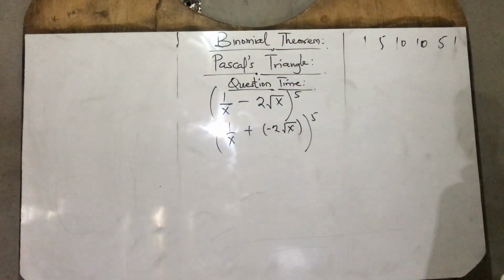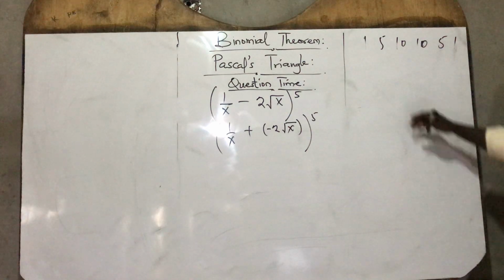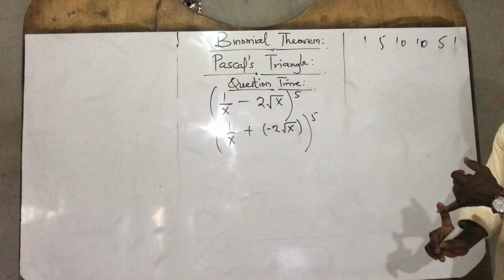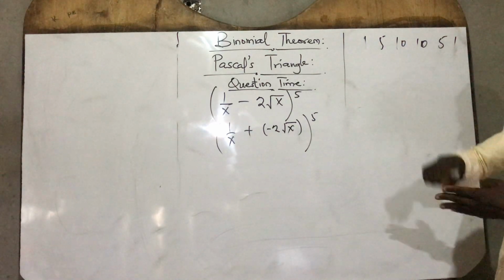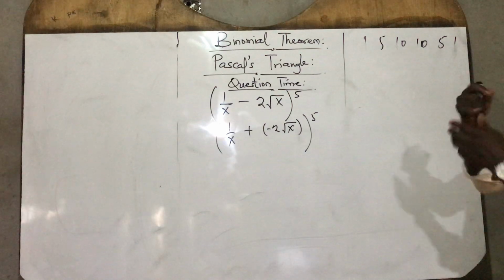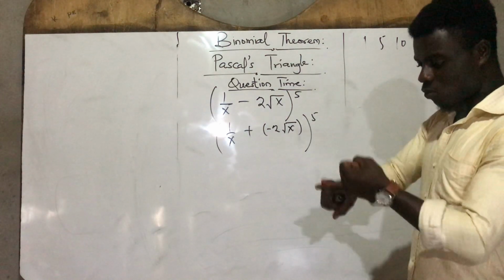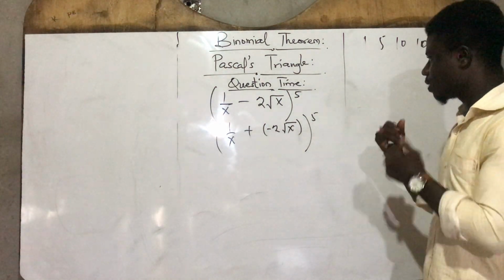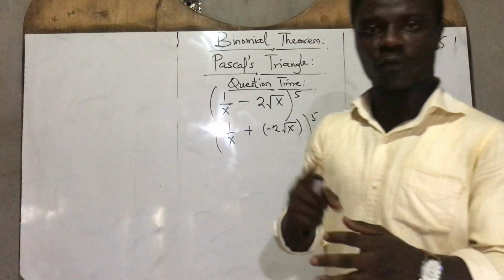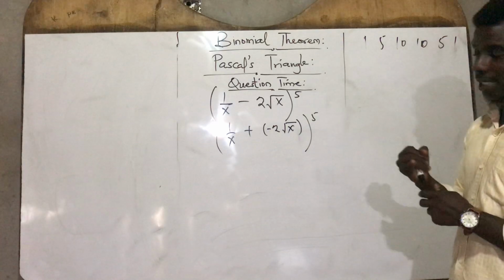So 1, 5, 10, 10, 5, 1. When you count the coefficients, how many must there be? 6, because 0 is included: 0, 1, 2, 3, 4, 5. So it must be 6. You can see 0, 1, 2, 3, 4, 5. So when you count the tens, in reality, 1, 2, 3, 4, 5, it is 6. Do you understand that?